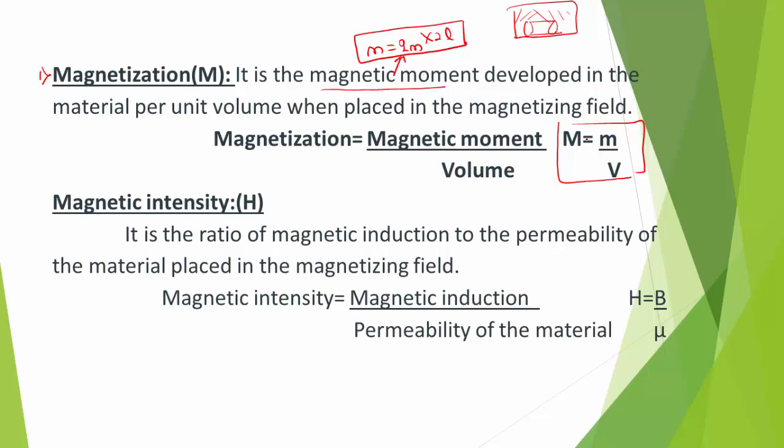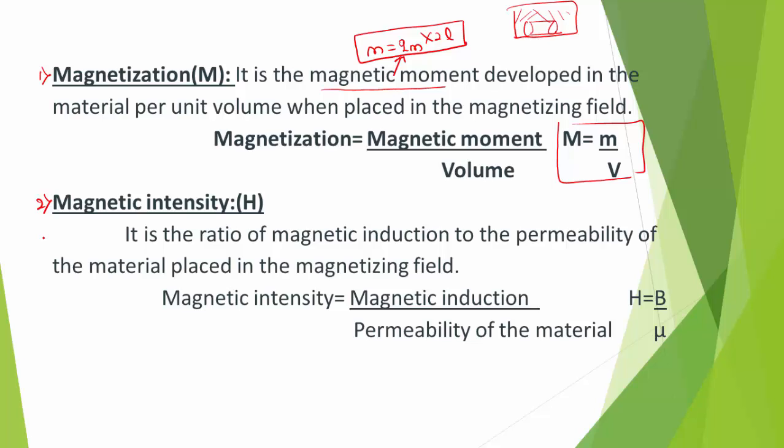Magnetization is the magnetic moment developed in the material per unit volume when placed in the magnetizing field, or the ratio of magnetic moment to the volume is called magnetization. And the second definition: these are the terms connected with magnetism.